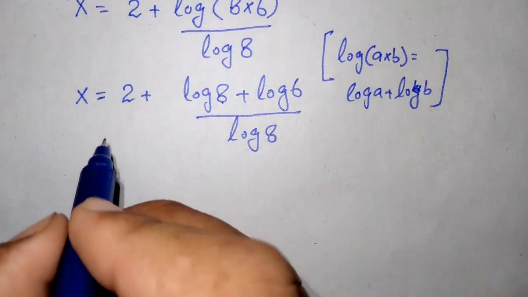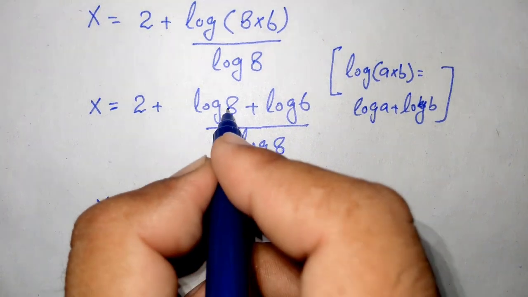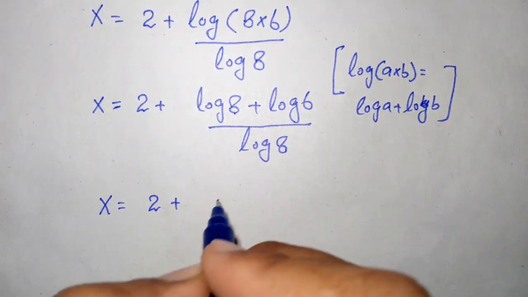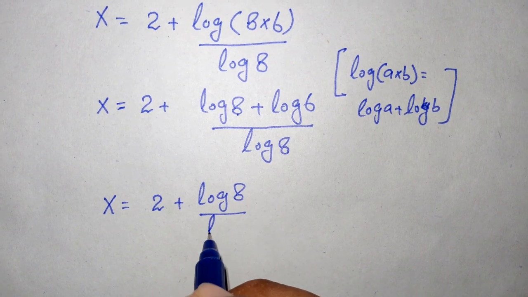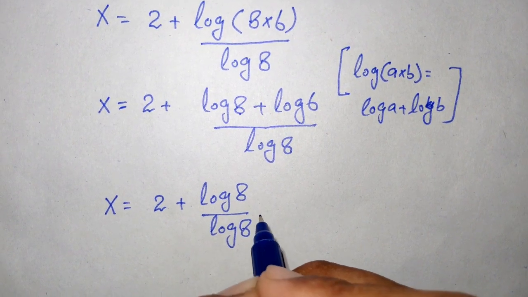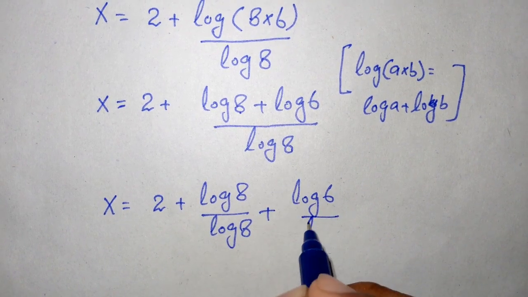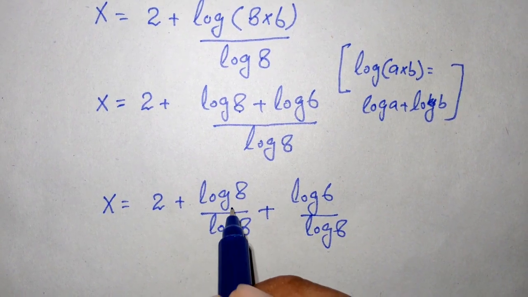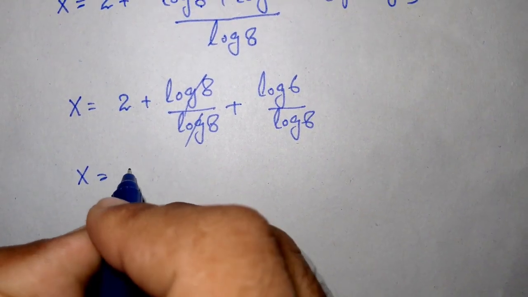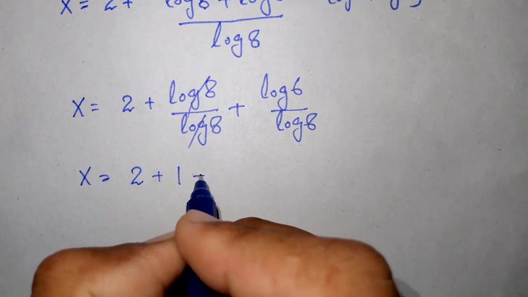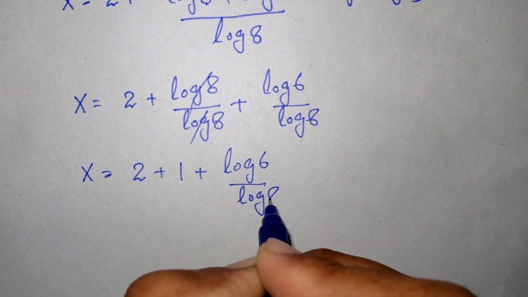x is equal to 2 plus log of 8 divided by log of 8, plus log of 6 divided by log of 8. Now we have to cancel this log of 8 with this log of 8. This will become x is equal to 2 plus 1 plus log of 6 divided by log of 8.